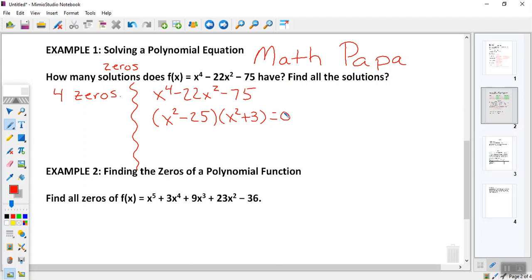Guys, just take a look at my logic up there. X to the 4th splits into x squared times x squared, doesn't it? So wouldn't the x squared here and the x squared here make your x to the 4th? Wouldn't the minus 25x squared on the insides and the plus 3x squared on the outside become negative 22x squared? And wouldn't minus 25 and plus 3 make that negative 75? Okay, and we're still equal to what value here, kids?